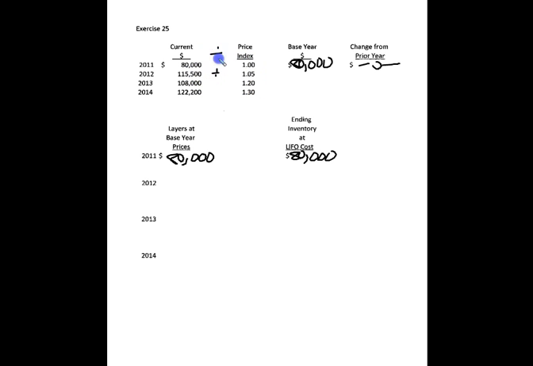So I'll take my current dollar, divide by the price index of 1.05, and I'll get a base year of $110,000. And again, these are in dollars, $110,000. So that is a change. We went from $80,000 to $110,000. That went up $30,000. And again, we are looking at it in terms of dollars. So it went up 30,000.